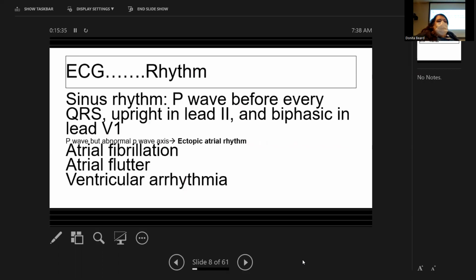Then other rhythms: atrial fibrillation, which you are probably used to seeing as irregularly irregular. If there are no P waves, it is atrial fibrillation. Atrial flutter can be regular, but you see multiple what look like P waves, or multiple flutter waves.